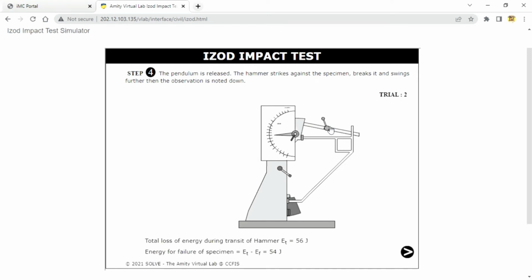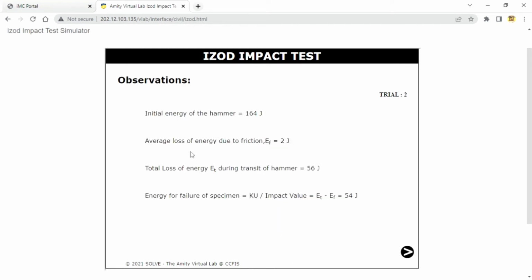Total loss of energy during transit of hammer, ET, is equal to 56 joules. Energy for failure of specimen, ET minus EF, is equal to 54 joules. The observations are: initial energy of the hammer 164 joules; average loss of energy due to friction, EF, equal to 2 joules; total loss of energy, ET, during transit of hammer 56 joules; and lastly, energy for failure of specimen, which is Ku or impact value, equal to ET minus EF, is 54 joules.